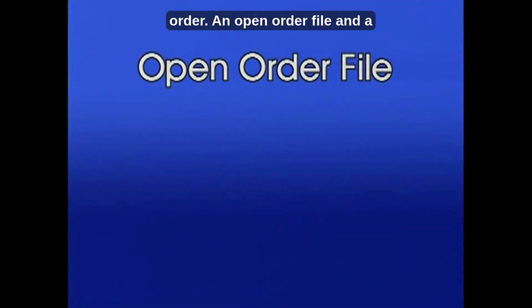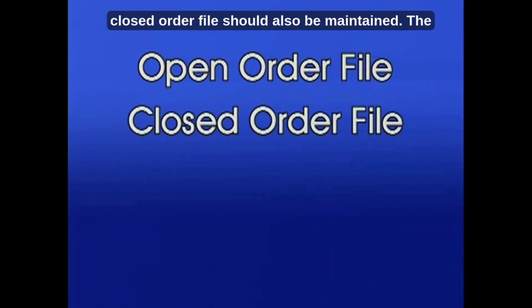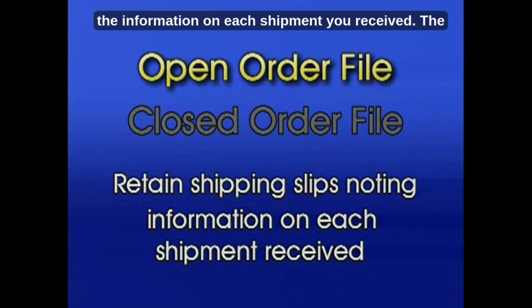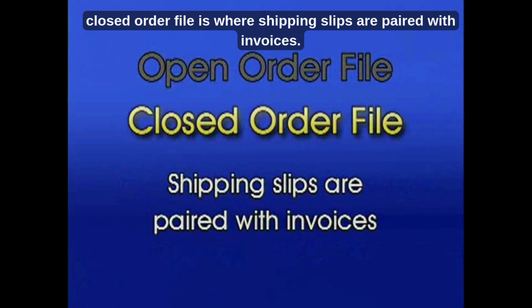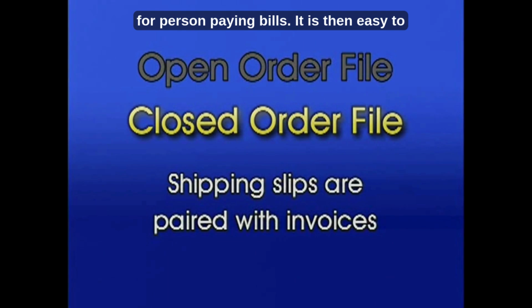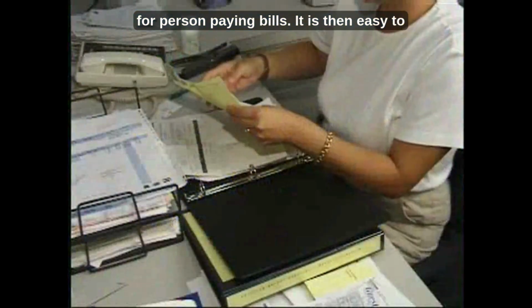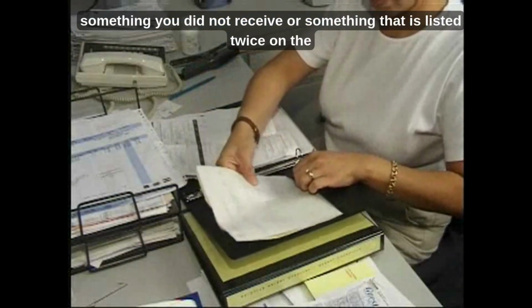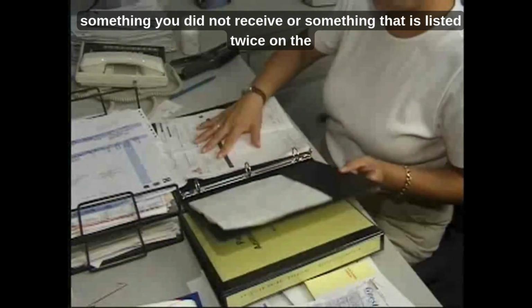An open order file and a closed order file should also be maintained. The open order file is where you keep the shipping slips noting the information on each shipment you received. The closed order file is where shipping slips are paired with invoices. These two files make the process so much easier for the person paying bills. It is then easy to check the accuracy of invoices and avoid paying for something you did not receive or something that is listed twice on the bill.